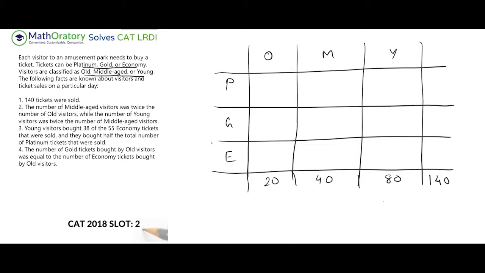Great. Next, what we have is the young visitors. So point number 3 here. Young visitors bought 38 of the 55 economy tickets that were sold. So this is giving us two pieces of information straight away. One, it says there are a total of 55 economy tickets sold. So this is important because again, totals. Out of which young visitors have bought 38 of them. So this value should be 38, right? So this is straight away given.